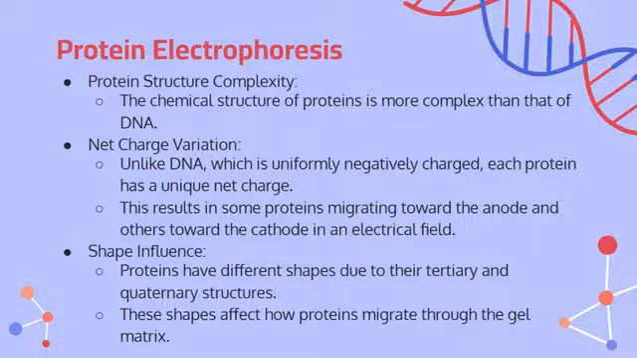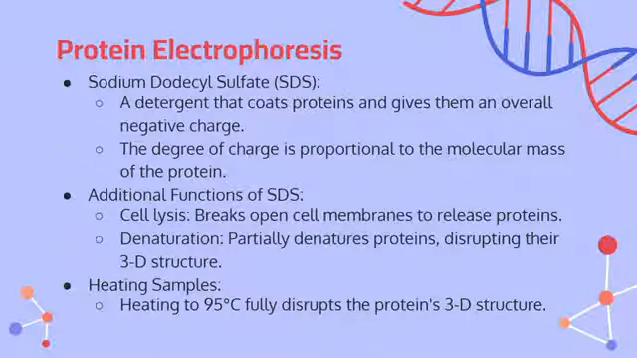So there are a couple of different things that we can do to make this easier and move through this gel more uniformly. The first thing that we can look at is using sodium dodecyl sulfate, or SDS, a detergent that coats proteins and gives them an overall negative charge. The degree of charge is proportional to the molecular mass of the protein.